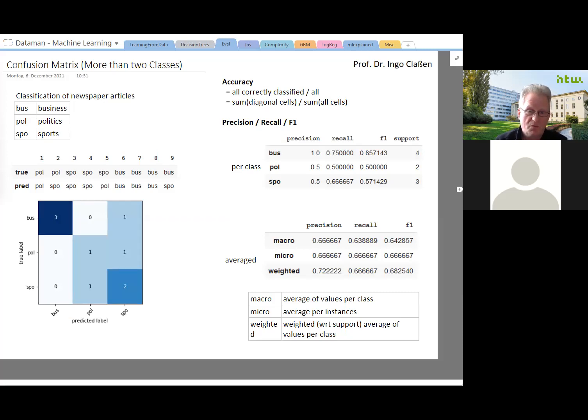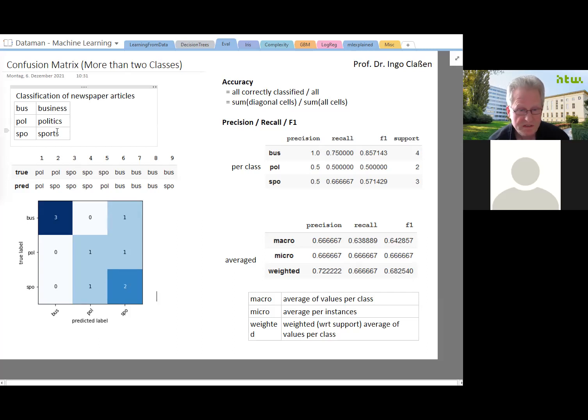And last but not least, I would like to talk about classifiers with more than 2 classes, and how we could deal with them. So let's assume we have a classifier for newspaper articles, and let's assume we have 3 classes, namely a business article, an article on politics, or an article on sports. So this classifier now has 3 classes.